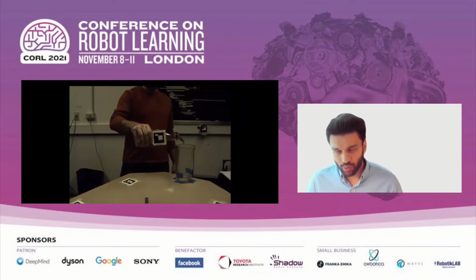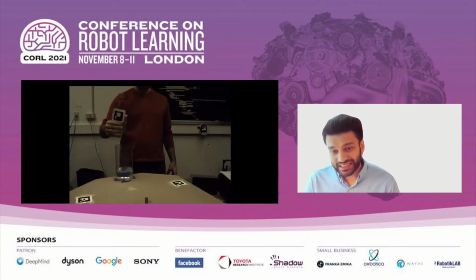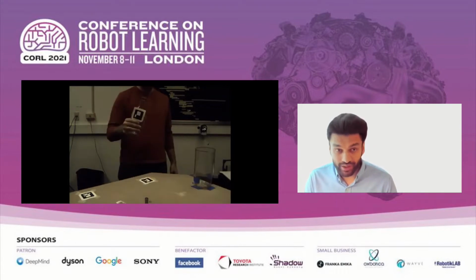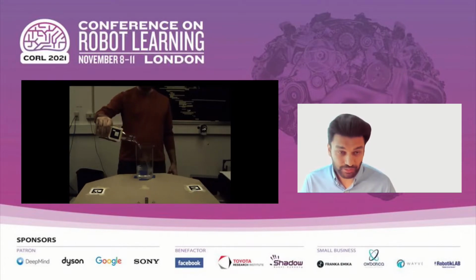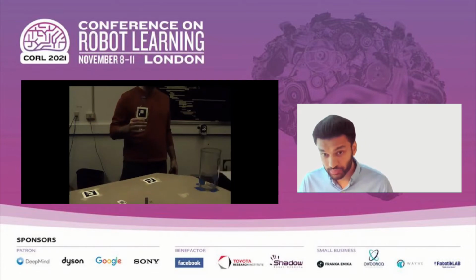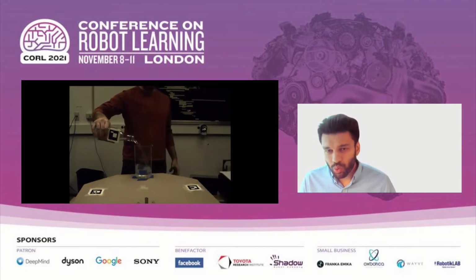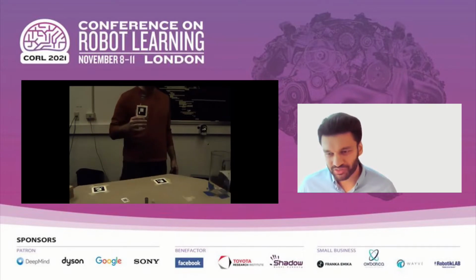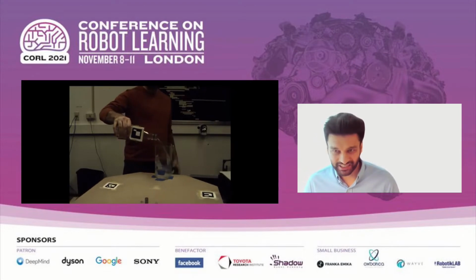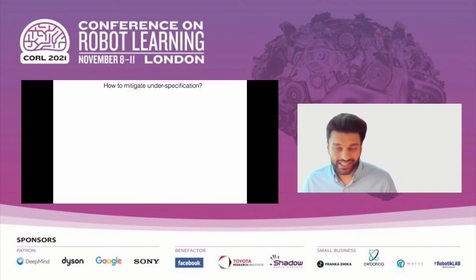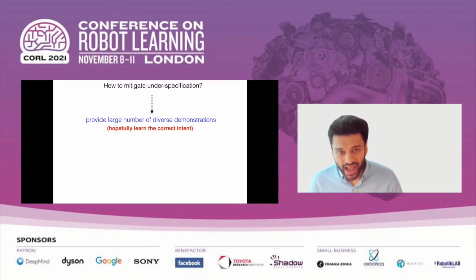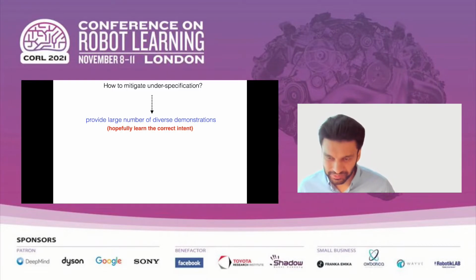For example, over here, there are many things happening, right? The table is moving around, the person is moving the bottle, the beaker is moving, the hand is moving, and the person is also pouring water. So what is the intent of this demonstration? Just by looking at this video, it is under-specified, right? How do we mitigate this? One way to mitigate is to provide a lot of demonstrations and hope that by crunching these diverse data, the agent can learn the correct intent.